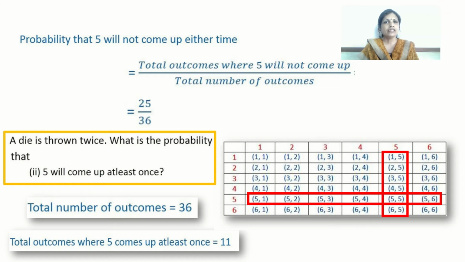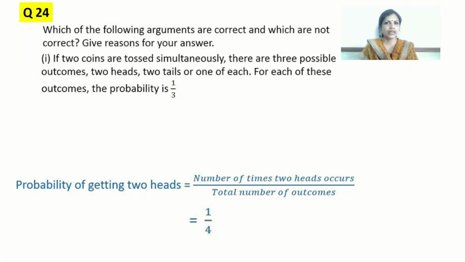Alright, moving ahead to the next sum. This is question number 24. Which of the following arguments are correct and which are not correct? Give reasons for your answer. If two coins are tossed simultaneously, there are 3 possible outcomes: 2 heads, 2 tails, or 1 of each. 1 of each means head, tail, or tail, head. For each of these outcomes, the probability is 1 upon 3. So we have to just check whether this argument is right or wrong.